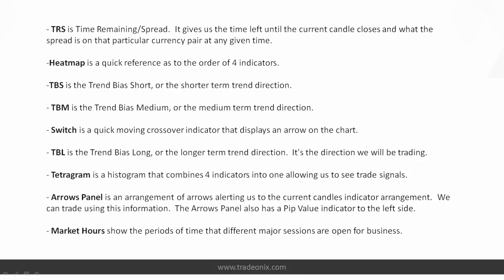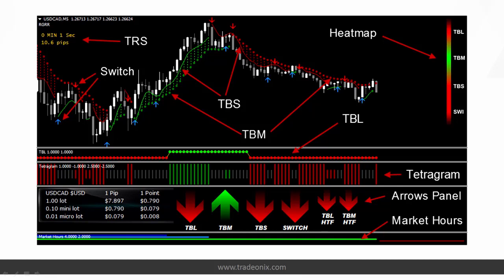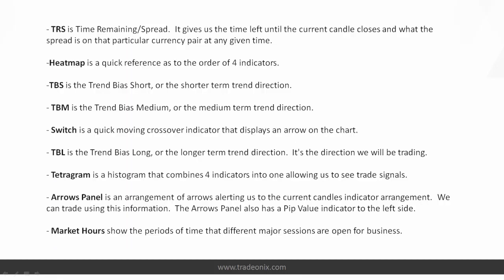The heat map is a quick reference as to the order of the four indicators. In the upper right-hand corner, we have the heat map, and it shows the TBL, the TBM, the TBS, and the switch, and it gives us very quickly whether that indicator is long or short. In this case, the TBL, the TBS, and the switch are short, while the TBM is long. If they're short, they'll be red. If they're long, they'll be green.